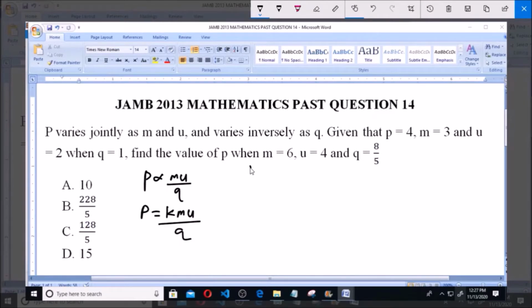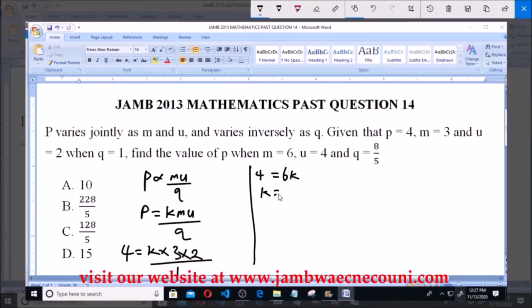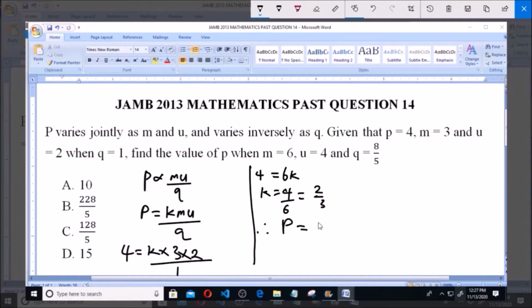Now, the statement says, given that P is equal to 4 when M is equal to 3, U is equal to 2 and Q is equal to 1, it means that 4 is equal to K multiplied by M which is 3, multiplied by U which is 2, then over Q which is 1. So from here, 4 times 1 gives us 4, which is equal to 6K, then K is equal to 4 over 6, which is equal to 2 over 3. So K is equal to 2 over 3. Therefore, P is equal to 2MU over 3Q.